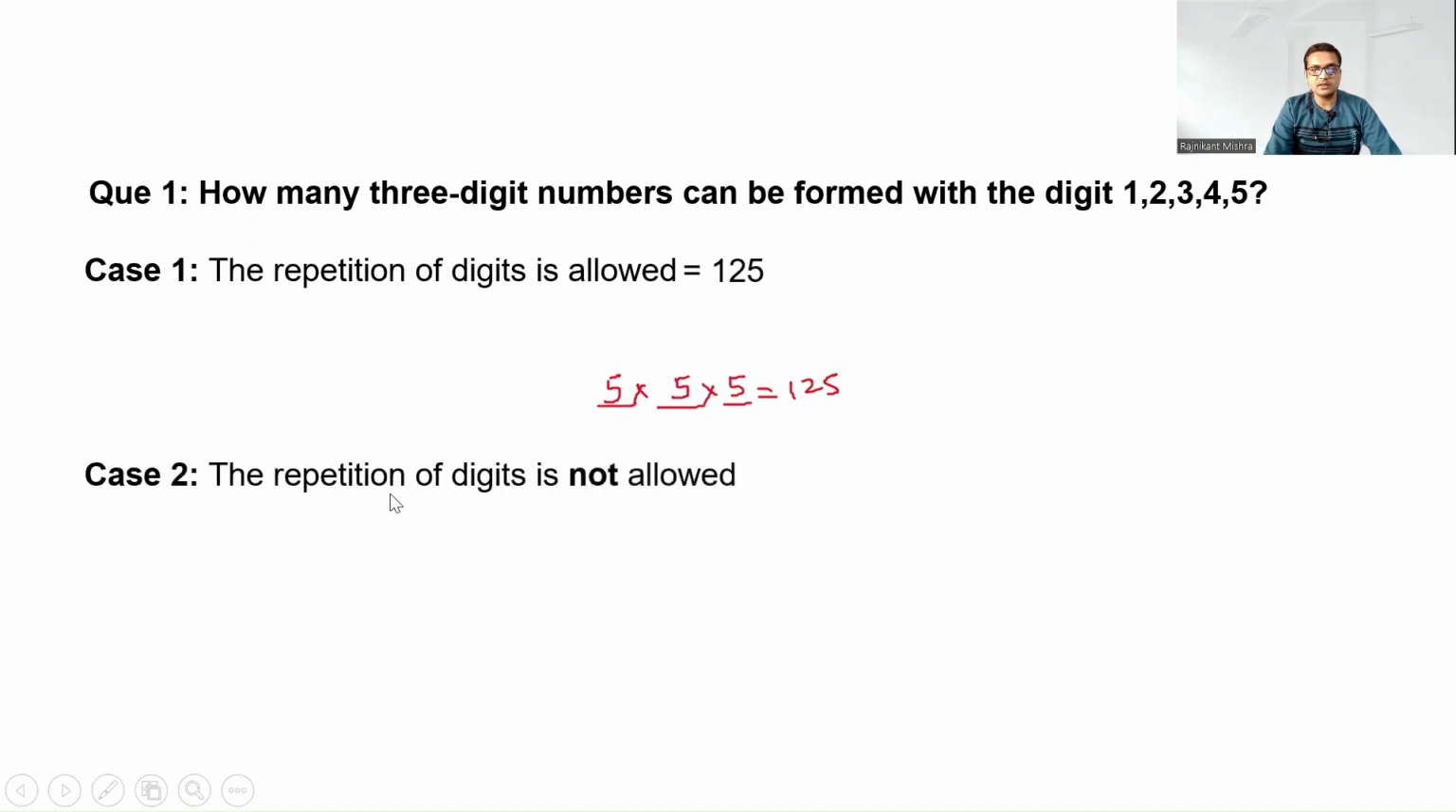Now case number 2, the repetition of digits is not allowed. Again we have 3 positions: unit place, tens place and hundreds place. But for the first position, we have 5 choices: 1, 2, 3, 4 and 5. For the second place, 1 choice is removed, so we have 4 choices. And for the third position, 2 choices are removed, so we have only 3 choices. Now multiply these numbers. 5 into 4 into 3 is equal to 60. So the total number of arrangements is 60.